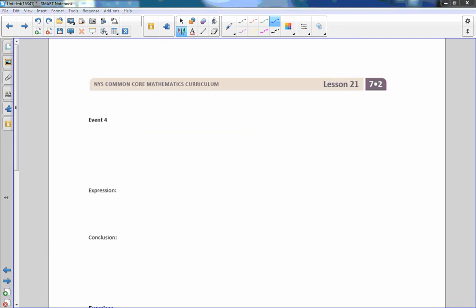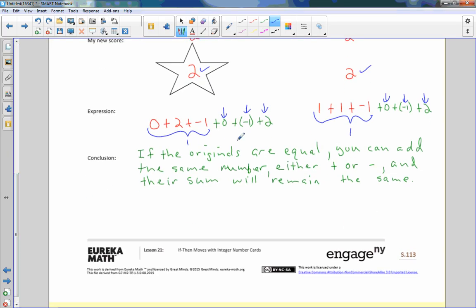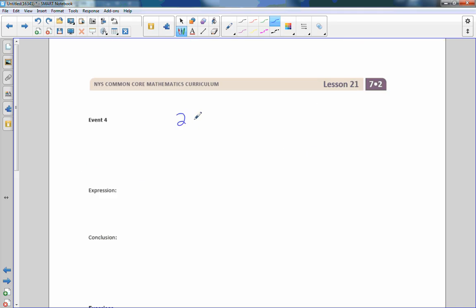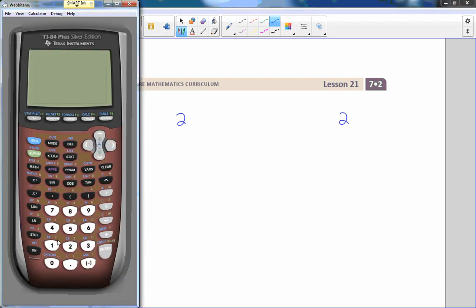Okay, so event 4. Okay, so this time what we're going to do is we're going to divide. So what was my score finally? It ended up being, we're at what? 2. 2 is our score right now. So I have this person here that's got a total of 2 and a person over here that has a total of 2. We are now going to divide by a number, and I'm going to choose random integers between -10 and 10 this time.